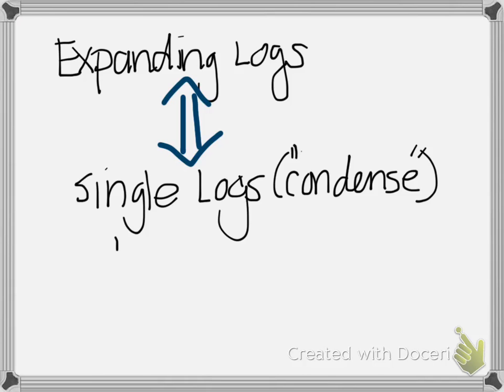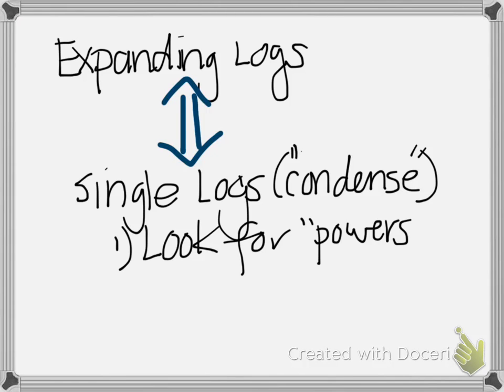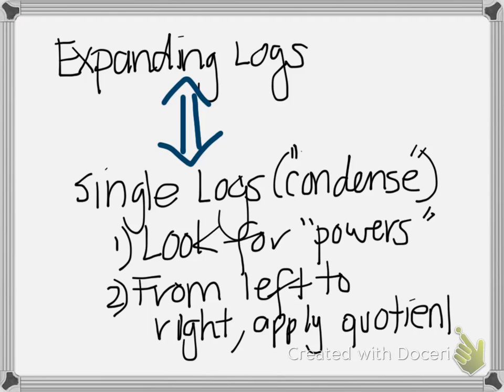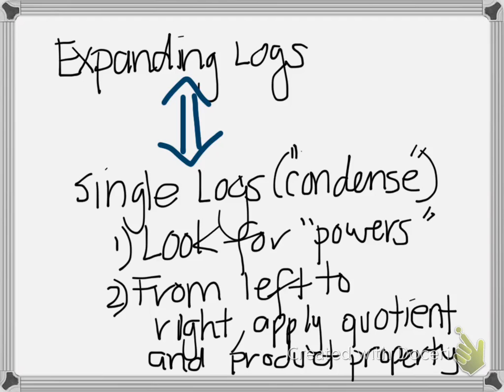So if you're going from an expanded form to a single log form, then the first thing we're looking for is anything that has the powers. And remember, those are the numbers that are in front of the logs. And the second thing we want to do, from left to right, is deal with the quotient property and the product property. So if you follow these steps, and again, just think about going backwards on condensing them into a single log.